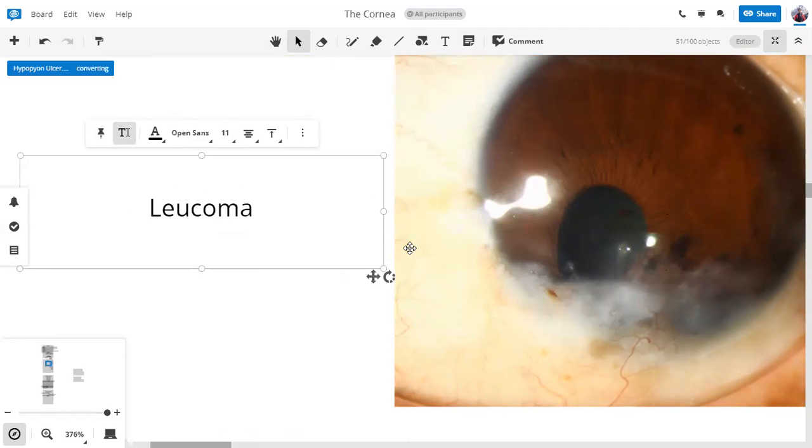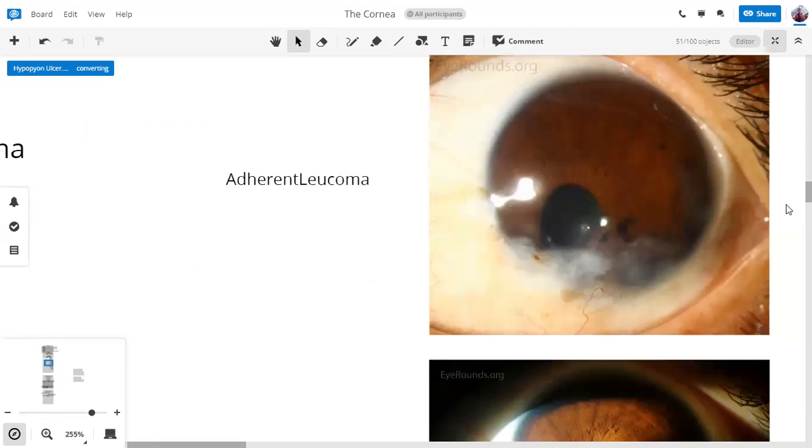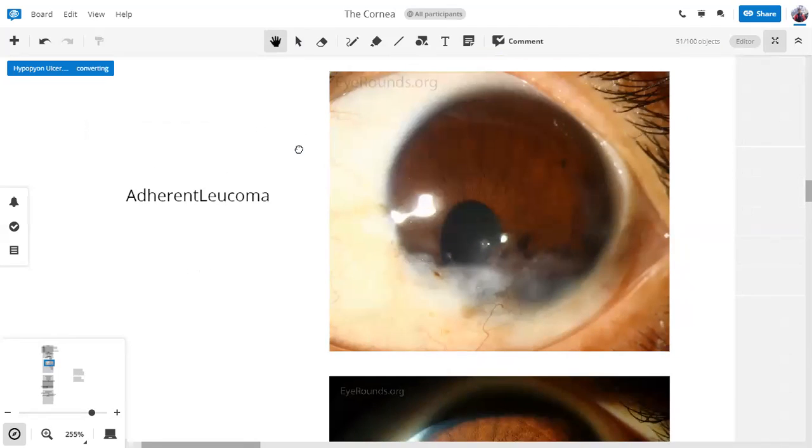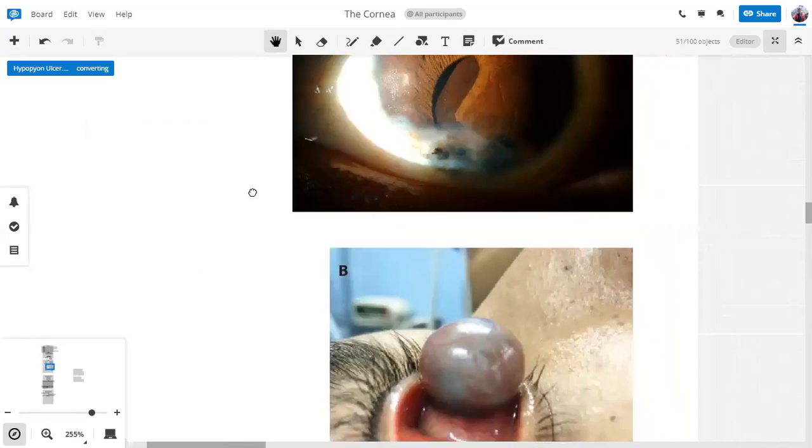So if a corneal ulcer or any corneal opacity or lesion heals in the form of a leucoma, and the iris is attached posteriorly to the leucoma, it is called an adherent leucoma. This is an adherent leucoma.